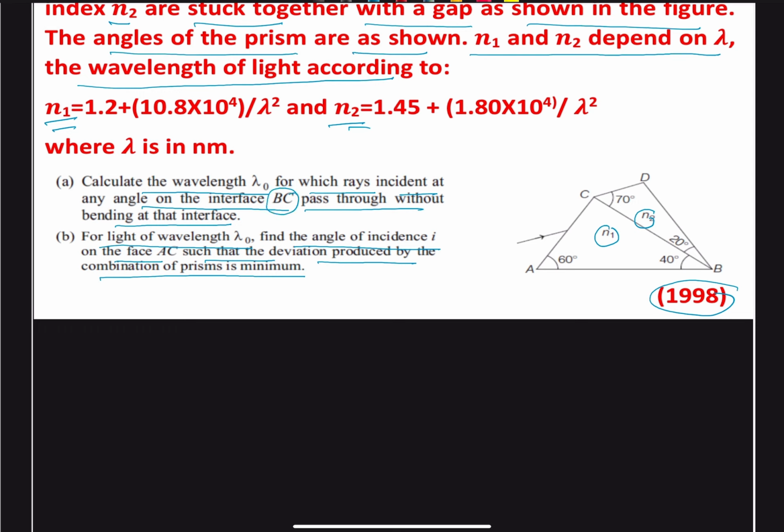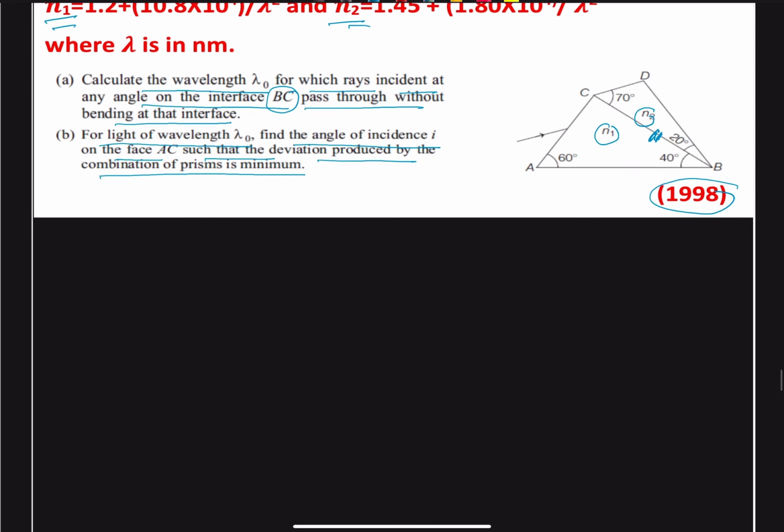So we have to find out with respect to this interface BC, and in this case we are going to use two things. One is Snell's law, and the second is that there should be no bending. Without bending means the refractive indices n1 and n2 should be equal. That is the only condition under which there will be no bending.